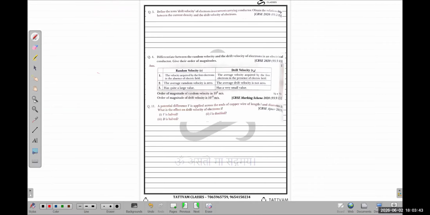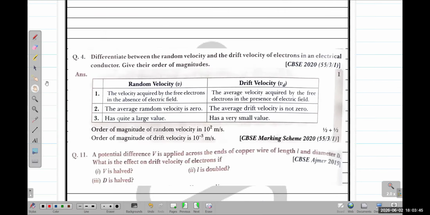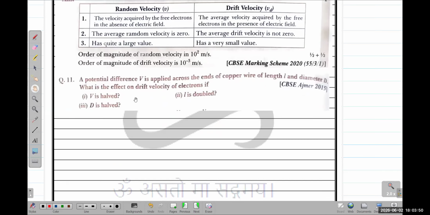Okay, right. This is again: differentiate between random velocity and drift velocity. 2020: a potential difference V is applied across the ends of a copper wire of length L and diameter D. What is the effect on the drift velocity of the electron if V is halved, L is doubled, and D is halved? Check this one. Drift velocity is eE upon m into tau. Is it clear or not?